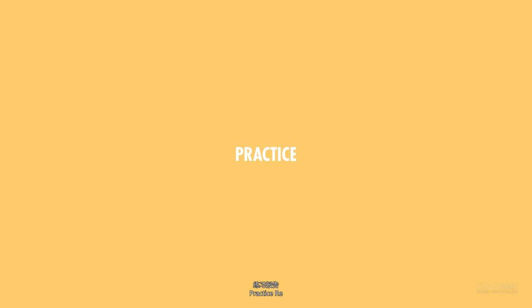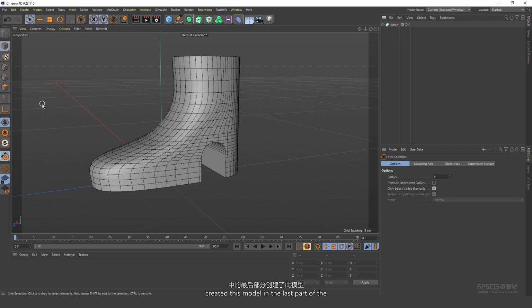Practice. Retopology of the shoe. We created this model in the last part of the tutorial using the loft and bool generators. The object has an irregular mesh and triangular polygons. The mesh does not allow chamfering in the area where we cut off a part of the model with the bool generator. Let's retopologize this model.